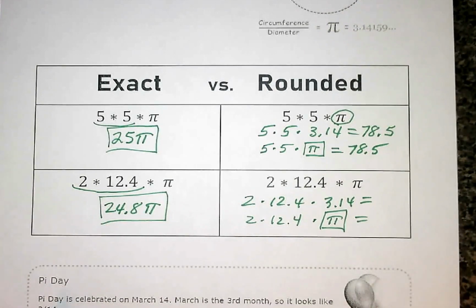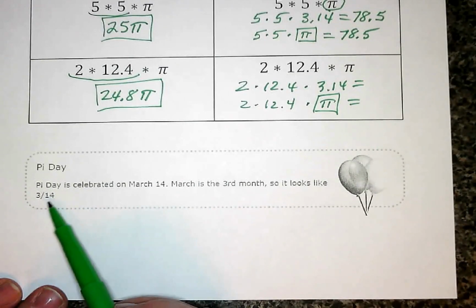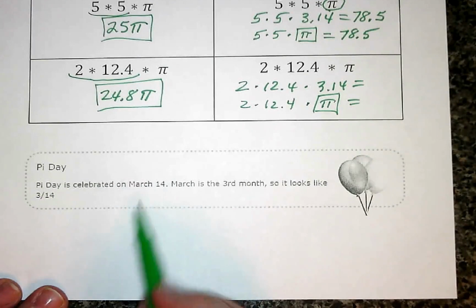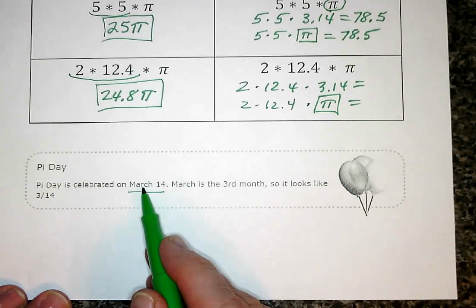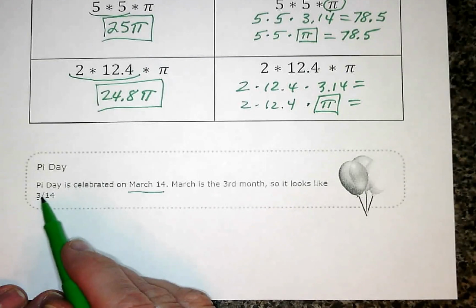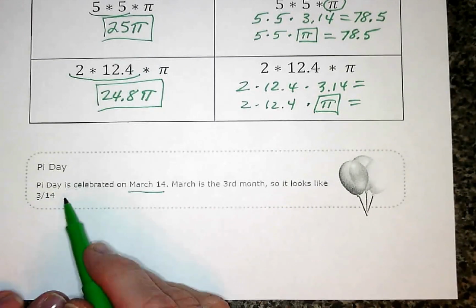So just a little note about pi. March 14th is considered Pi Day because March is the third month, so that would be 3, and then the 14th would be 1/4, so 3.14. Happy Pi Day.